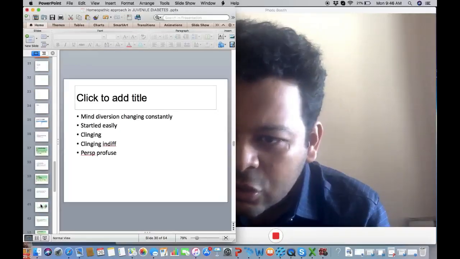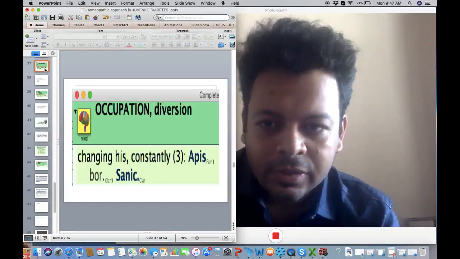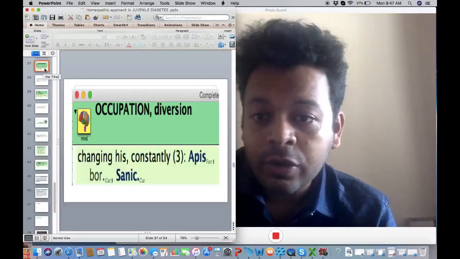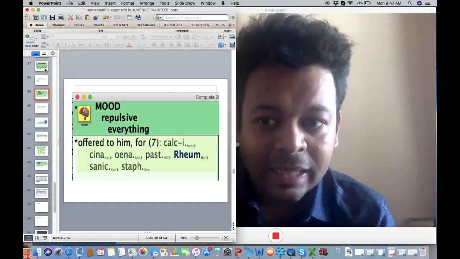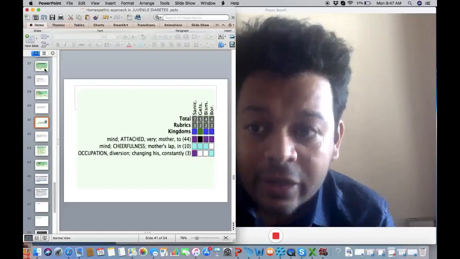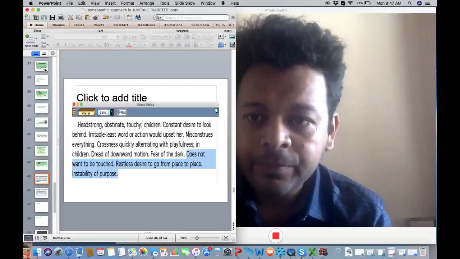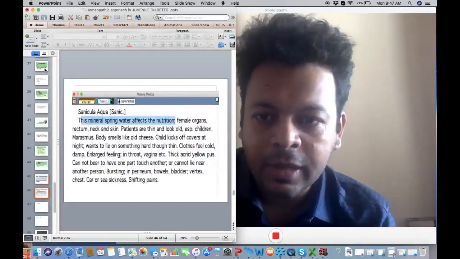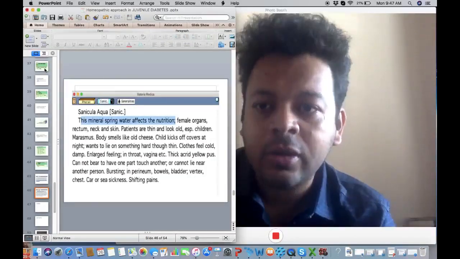And when I analyze all these symptoms in homeopathy, you can see these few symptoms, the way we analyze in repertory. Constantly wanting to change his occupation, you can see the remedy there. Sanicula, mood repulsive, again Sanicula. Attached to mother, occupation changing, again you see Sanicula. Person aversion to certain, Sanicula. That's what I gave, and you can see instability of purpose, Sanicula, main remedy in that. And this is a very important remedy. Occiput sweat, remember Sanicula there.